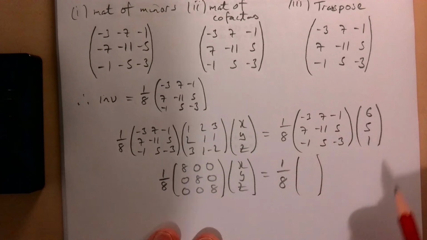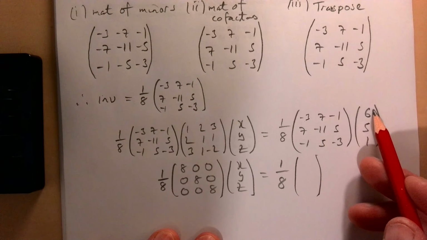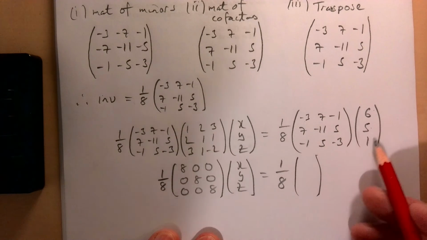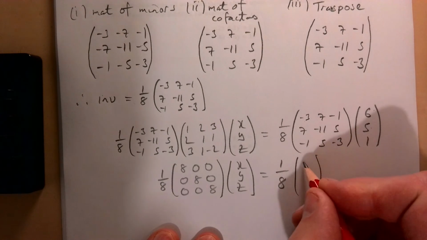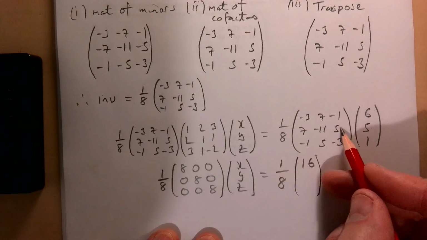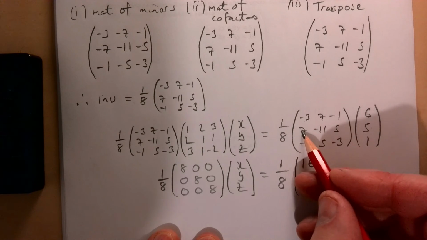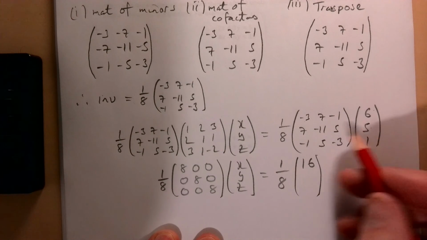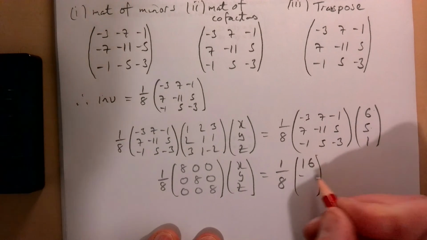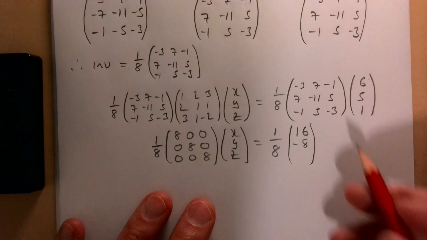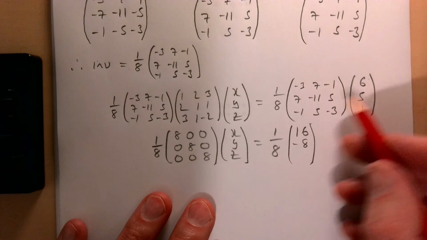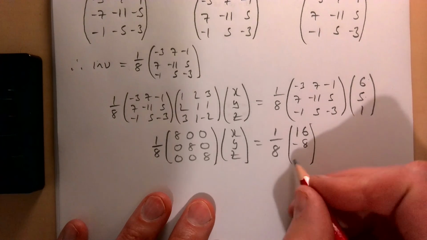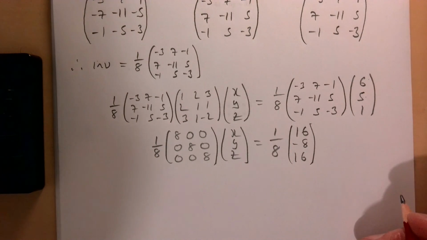This one here, -18 plus 35 minus 1, so that gives me 16. This row, this column, 42 minus 55 plus 8, so that gives me a -8. And then the last one, -6 plus 25 minus 3, which is 16.